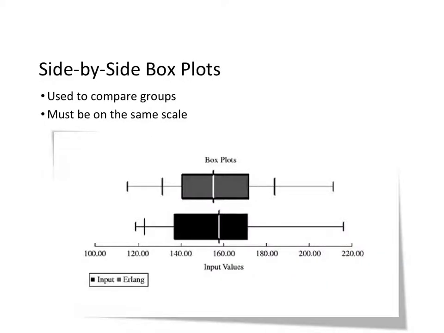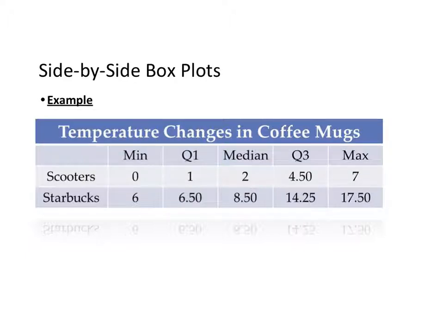For side-by-side box plots, we use them to compare groups. This is the critical thing: they have to be on the same scale. If they are not on the same scale, that's bad. You can't compare if they're not on the same scale. So this is our side-by-side box plot. In our next problem, we're going to practice constructing side-by-side box plots.